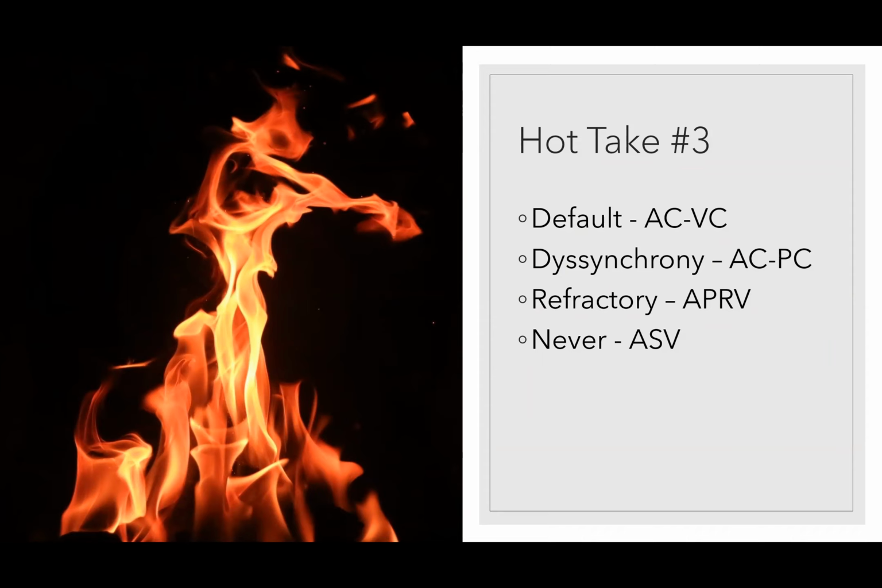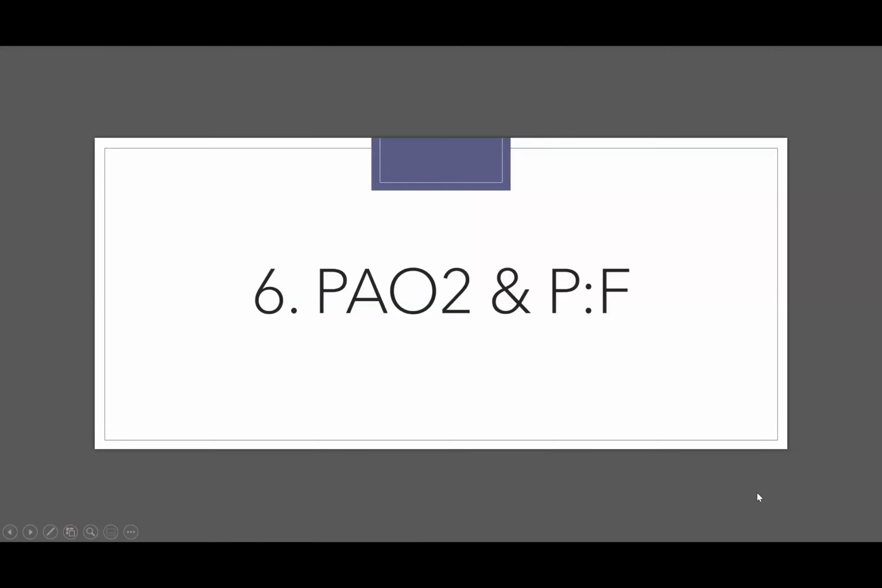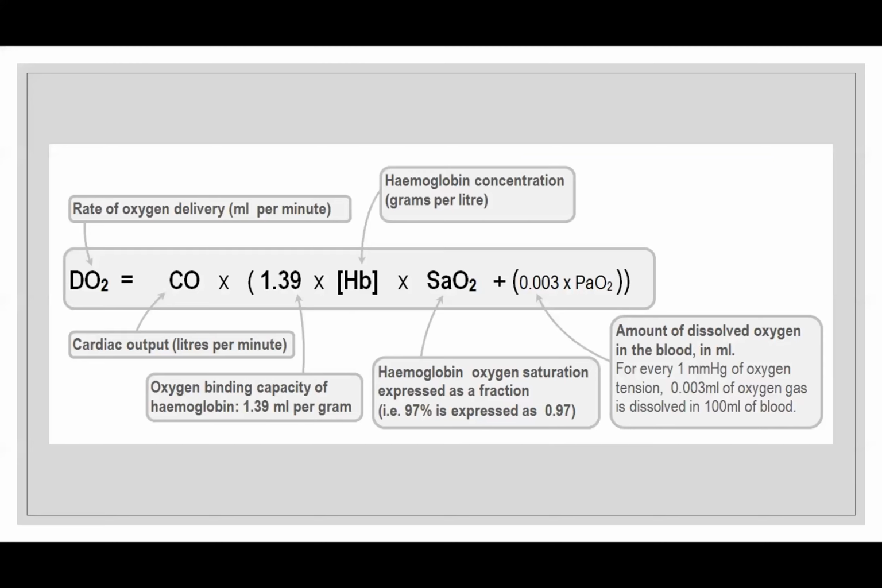And then I really don't think we should be using adaptive support ventilation off the bat in patients with severe ARDS, because I don't think it's designed for those patients. So that's the mode. PaO2 and PF ratio. So how do we adjust our ventilator according to these variables?